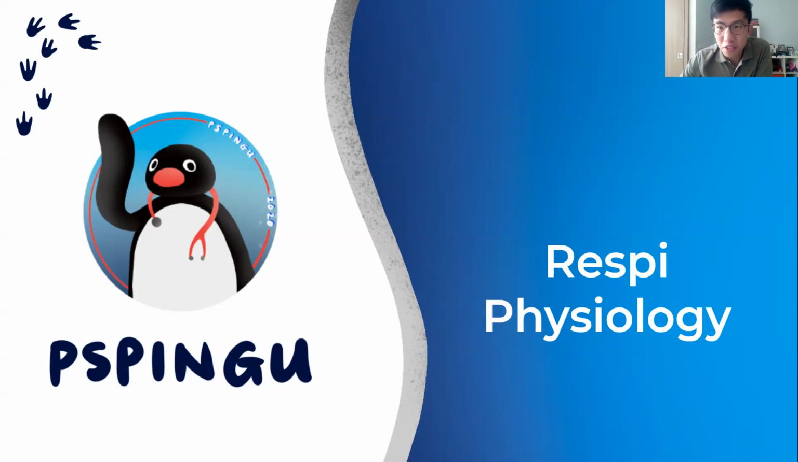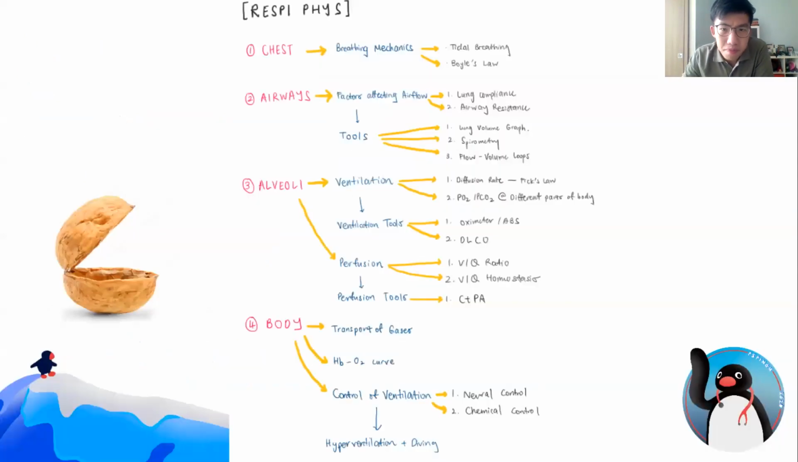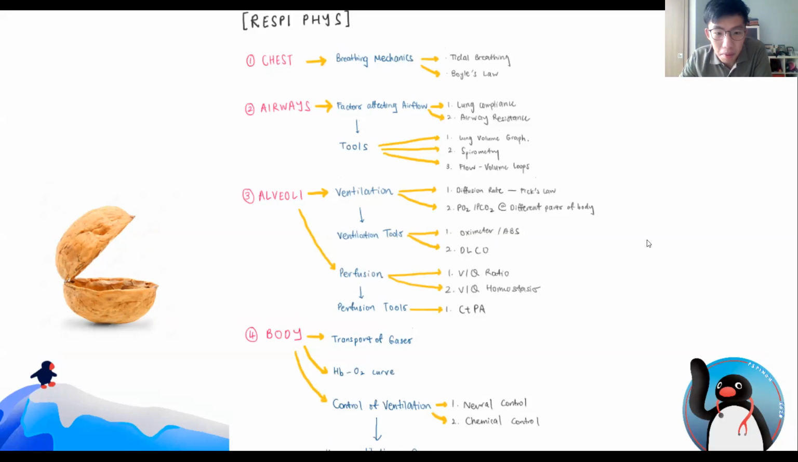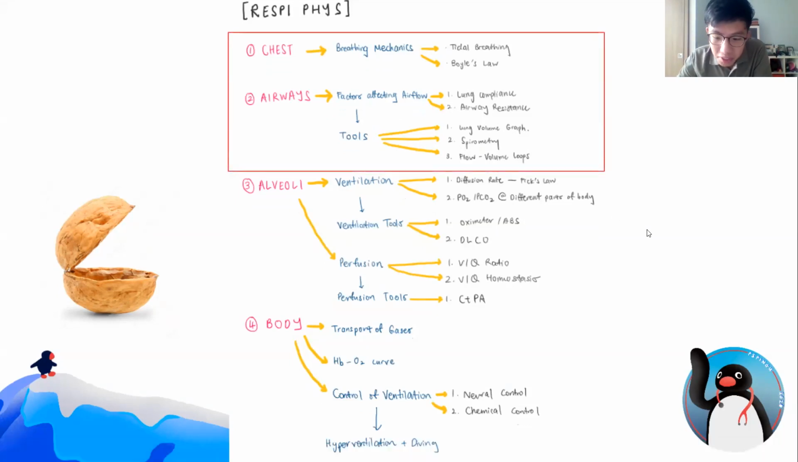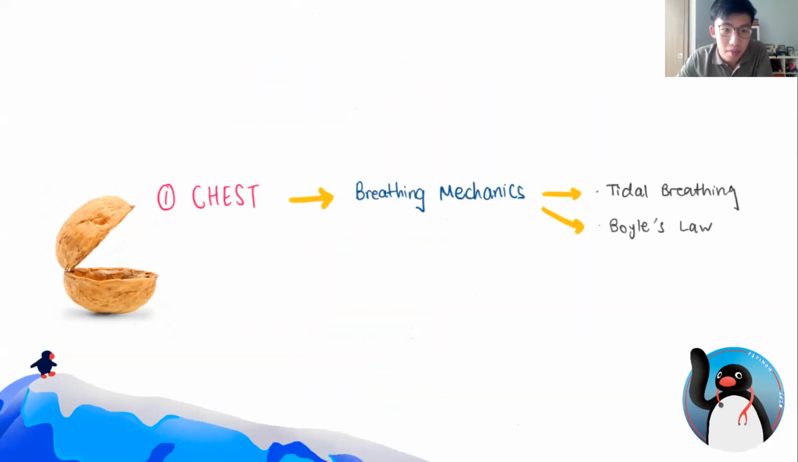So I'll be covering respiratory physiology for today. And really, I find that respiratory physiology can get a bit daunting because there's a lot of things going on at one time. But really, it's quite simple. I like to split it into 4 parts: the chest, the airways, the alveoli, as well as the body. Today I'll just be covering the chest and the airways components. I'm just trying to paint a framework for you to fill in the details later in your own time through lectures or other resources that you have.